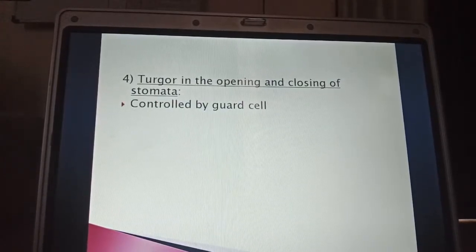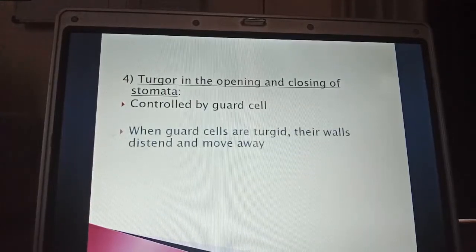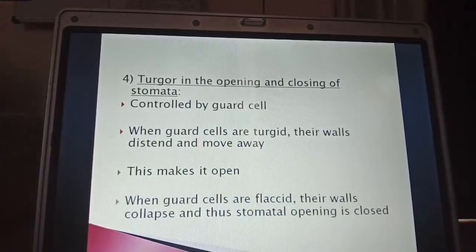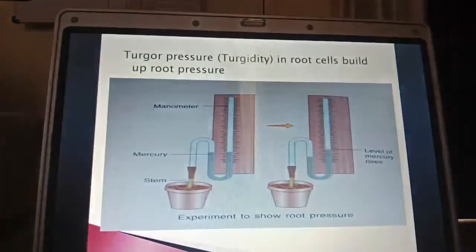The opening and closing of stomata is controlled by guard cells. When the guard cells are fully turgid, their walls are distended, they move away from each other and the stomatal aperture is open. When guard cells are flaccid, their walls collapse and the stomatal opening is closed.